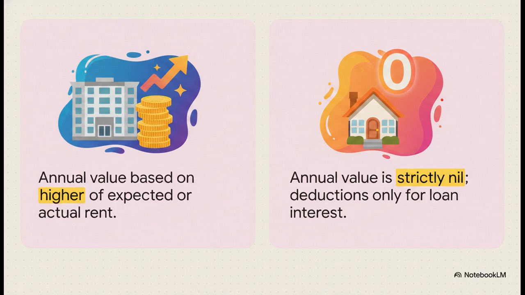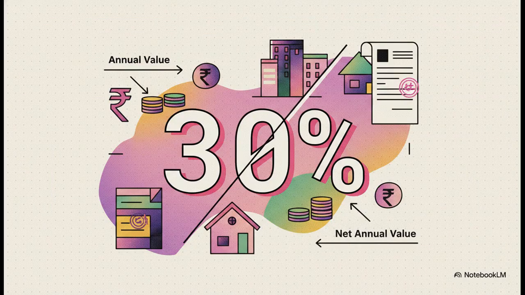This radically changes the starting point of your tax math right out of the gate. So the crucial point is this massive number right here, 30%. Once you take your annual value and subtract those municipal taxes, you arrive at your net annual value. From that net figure, the government just hands you a standard deduction of 30%. You literally get to slice off almost a third of that value right off the top before applying any further taxes. It's an absolutely massive built-in benefit for property owners.